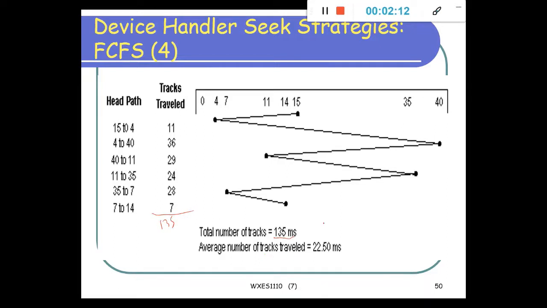The average number of tracks traveled is 135 divided by the number of requests. How many requests do we have here? 1, 2, 3, 4, 5, 6. So divided by 6, you get 22.5, something like that.